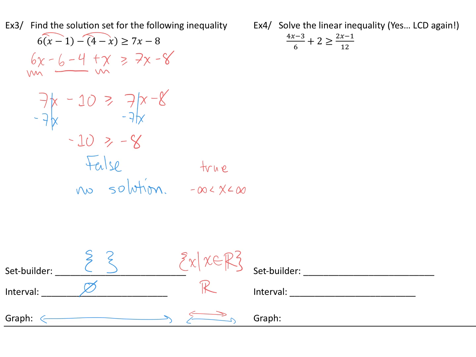I want to move on to example 4. Example 4, we have another linear inequality with LCDs. Okay, so how do you find an LCD? Well, remember, start with the largest denominator. In this case, it's 12. And then you just do a quick check. Can I divide 12 by 12 evenly? Yeah. Can I divide 12 by 6 evenly? Yeah. Then you go through and you do the whole process of multiplying each term by the LCD and solving what you get after that.